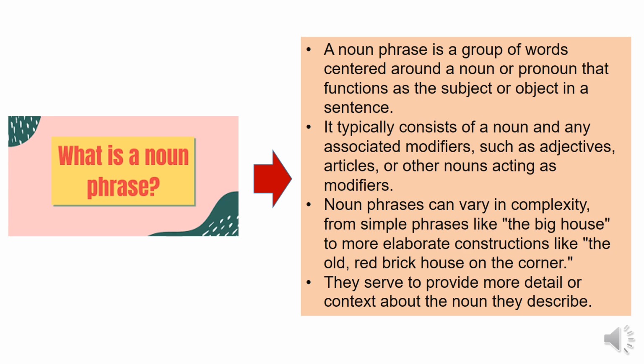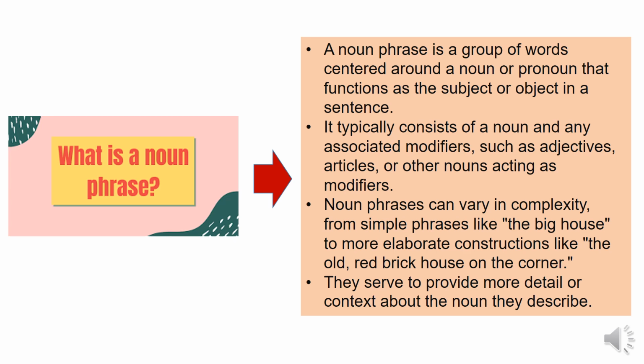A noun phrase is a group of words centered around a noun or pronoun that functions as the subject or object in the sentence. When you have a noun phrase, you have what is so-called the noun head. The noun head is the primary noun in a noun phrase. A noun phrase is a collection of words that forms a noun, and it typically consists of a noun and any associated modifiers such as adjectives, articles, or other nouns acting as modifiers.